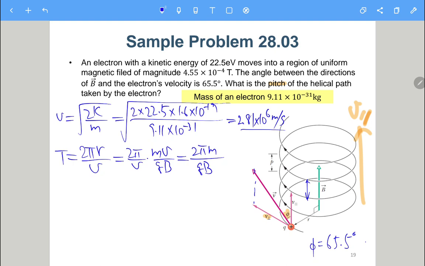Okay, so this is the period. So the pitch here will be V parallel times T. Here, V parallel: this is phi, this is V. This is the adjacent side, so it is V cosine phi, and then times 2 pi m over qB.